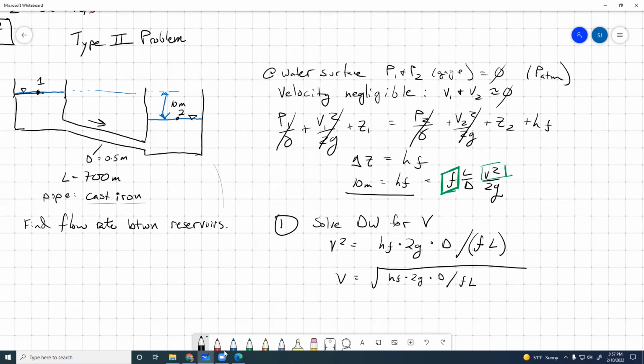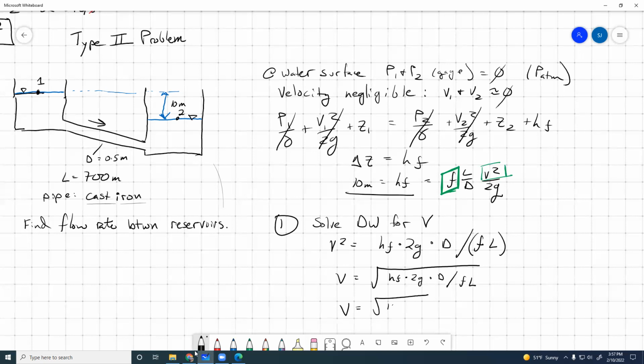Okay, so that's equation one for us. And what you can do to simplify this for your calculations is to plug the numbers in, because we're going to be using this a couple times. So go ahead and plug all the numbers in.